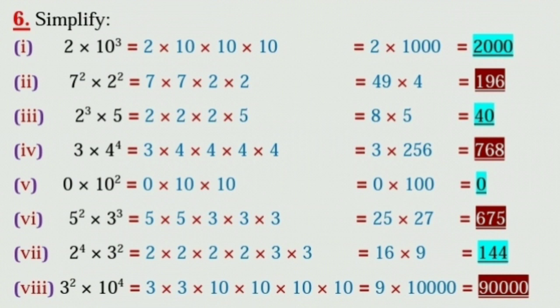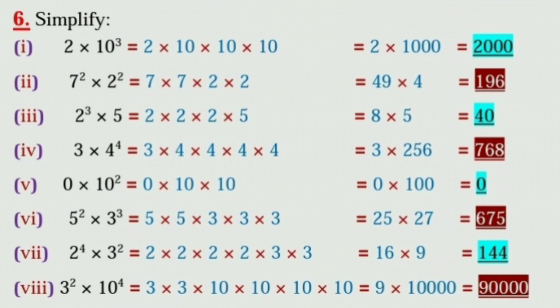Sum number 6, simplify. First, 2 into 10 raised to 3 is 2 into 10 into 10 into 10, which is 2 into 1000, that is 2000. Second, 7 square into 2 square is 7 into 7 into 2 into 2, which is 49 into 4, that is 196. Third, 2 raised to 3 into 5 is 2 into 2 into 2 into 5, which is 8 into 5, that is 40. Fourth, 3 into 4 raised to 4 is 3 into 4 into 4 into 4 into 4, which is 3 into 256, that is 768.